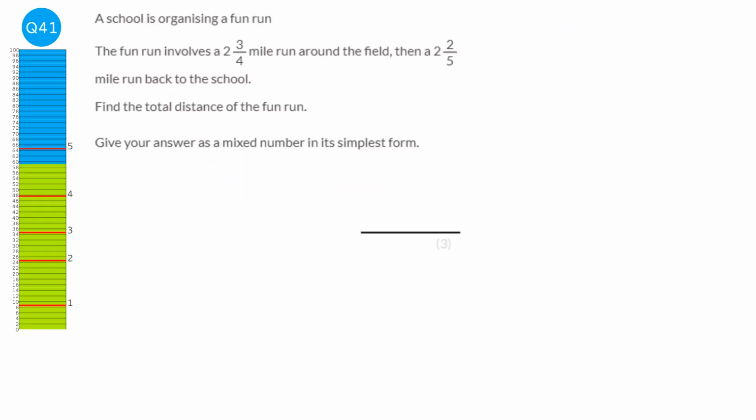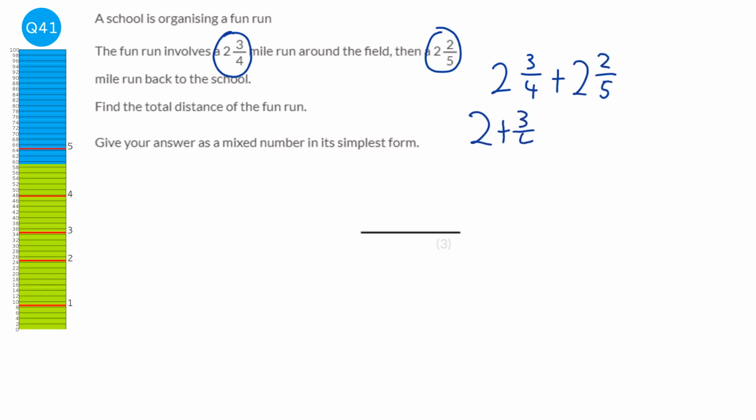So in this question we basically need to add the 2 3/4 and the 2 2/5. So we're going to do 2 3/4 plus 2 2/5. Now, if I just rewrite this, 2 3/4 can be written as 2 plus 3/4, plus 2 plus 2/5. So we can add the two 2's together to make 4, and then all we need to do is add the 3/4 and the 2/5. So when you add two numbers with different denominators, what we need to do is get the common denominators.